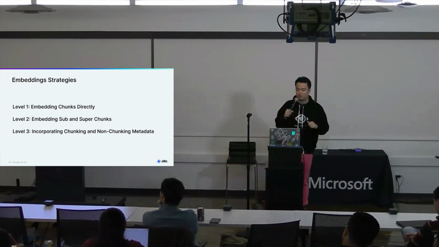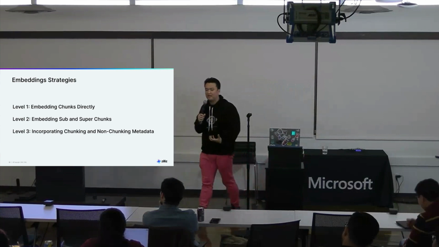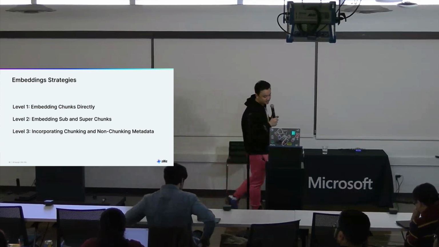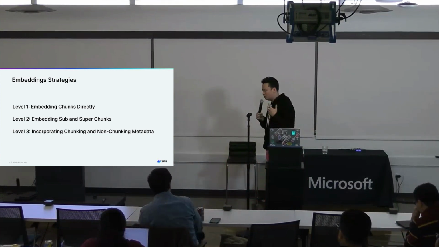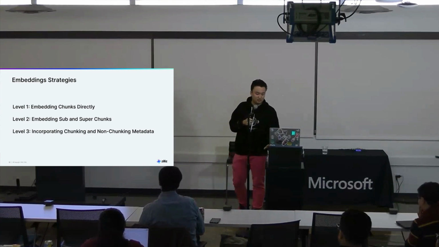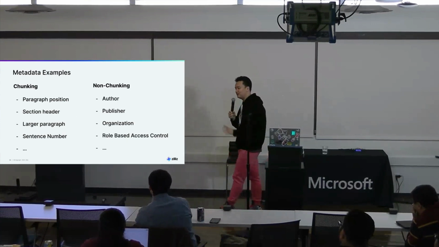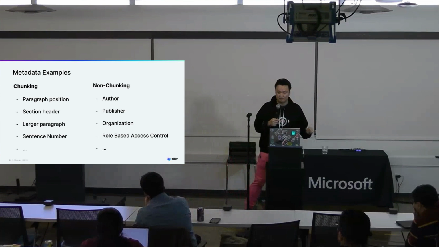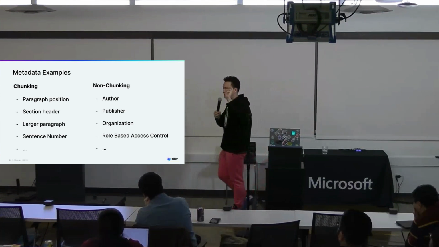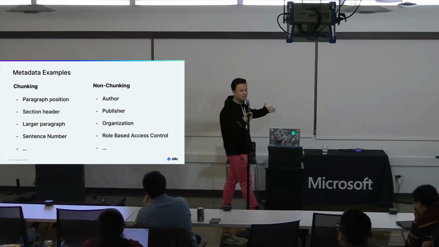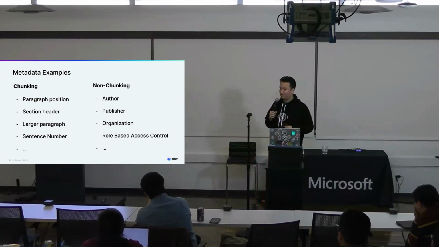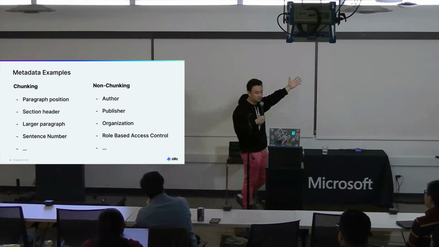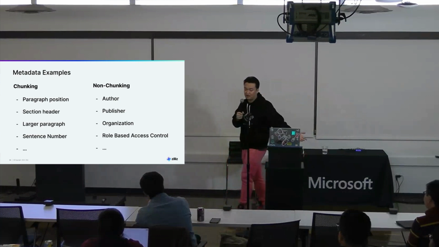And then level 3 is really incorporating a bunch of metadata. Metadata is actually an incredibly important piece of your system, and knowing what metadata to include is quite important for you. So these are the 3 levels of chunking, and I'm going to give you some examples of metadata so you know what I'm talking about, because metadata is really this broad concept. In chunking, some examples of metadata related chunking would be things like paragraph position. Where is this paragraph? What's the section header? What's the larger paragraph? So if we embed the sentence, what's the larger paragraph? What sentence number in the larger paragraph is your sentence?